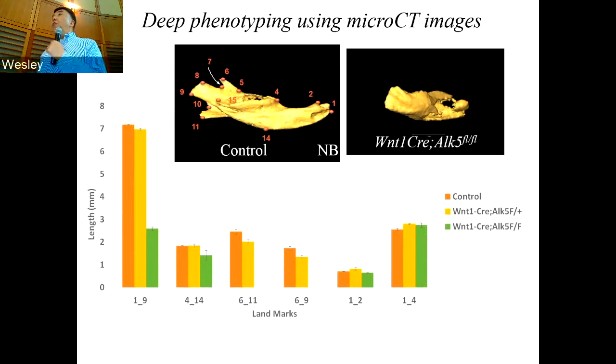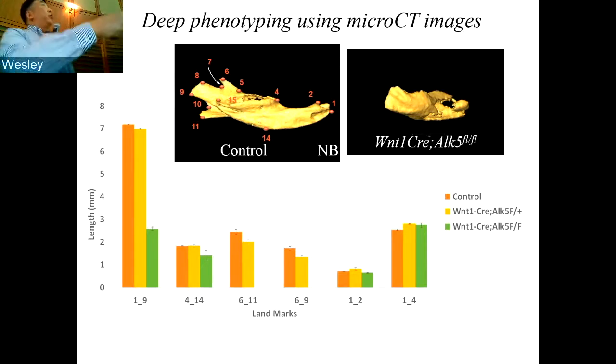And to our surprise, one of the things that we have done this year, we call it deep phenotyping. In the past, we just said, oh, when you have a heterozygous mutant in the L5 mutant, really everything is normal. The mandible looks just as in the control. But is that really true?